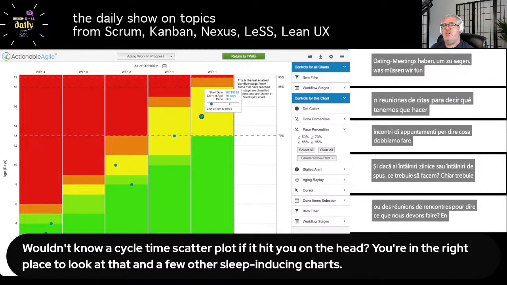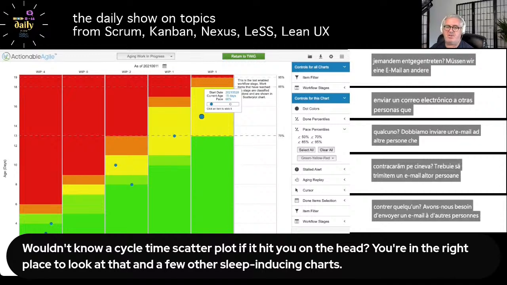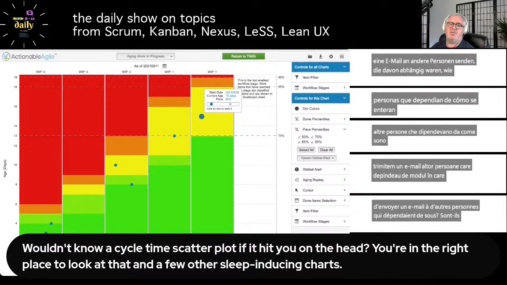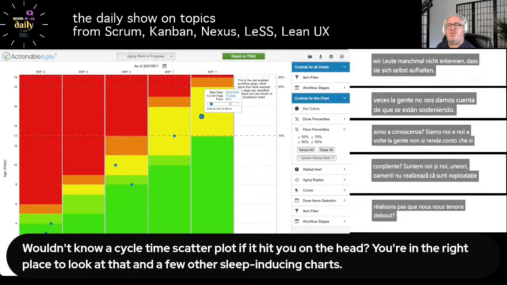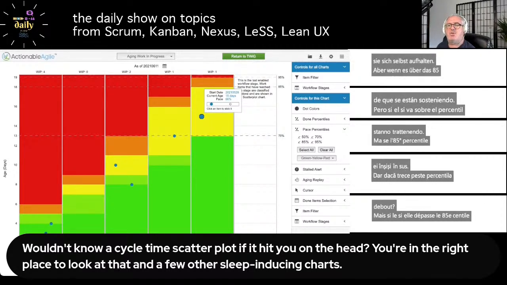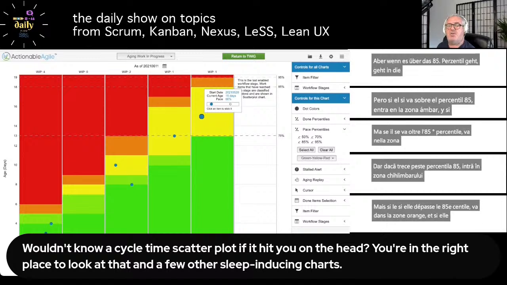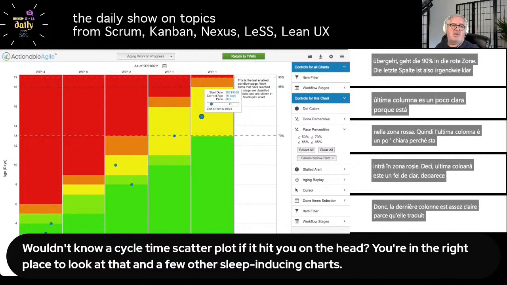Do we need to send an email? Are the people that we're depending on aware? Is it us? Sometimes people don't realize they're holding themselves up. But if it goes over the 85th percentile, it goes into the amber zone, and if it goes over the 95th percentile, it goes into the red zone. So the last column is kind of clear, because it's translating the percentiles from the cycle time scatter plot.